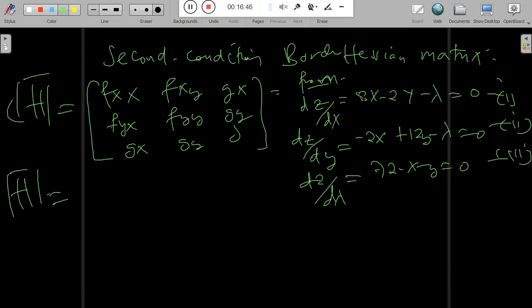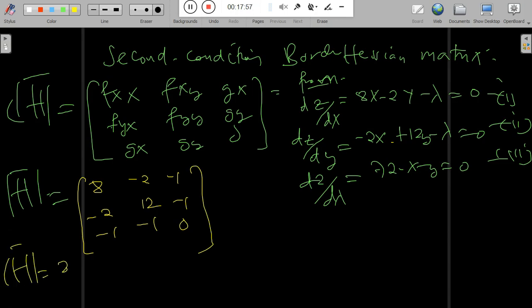So under the format of this bordered Hessian matrix, we consider to take a function of xx, that is 8 and negative 2. We consider the place where there is a rate of x. So this means that it will be 8, negative 2. And since 72 has got no x, we consider the value that is the coefficient of x, that is negative 1. We take the function of xy, that is negative 2, 12, together with negative 1. We consider also the given lambda equation, that is gx and gy, that is negative 1 and negative 1, which is equal also to 0.